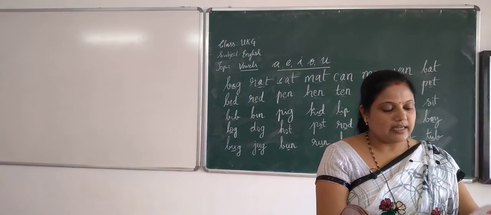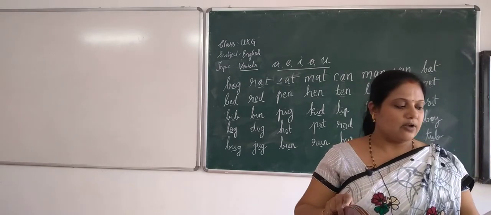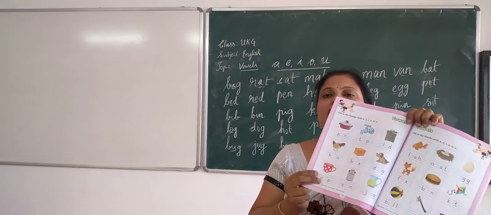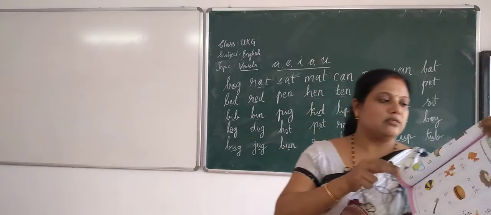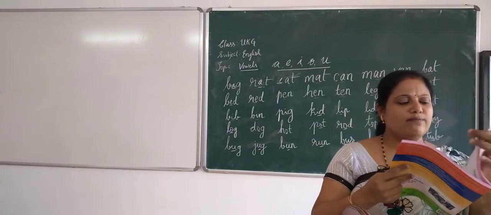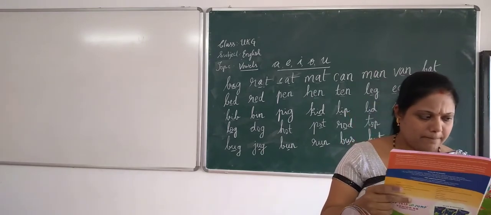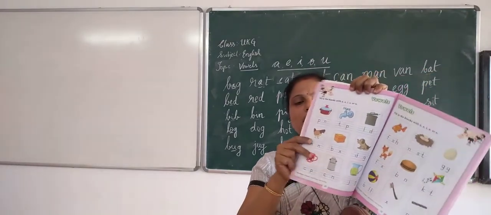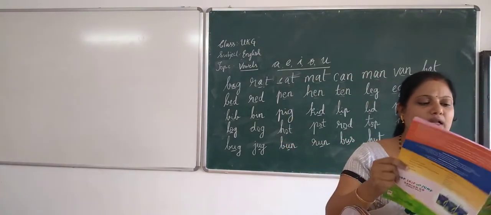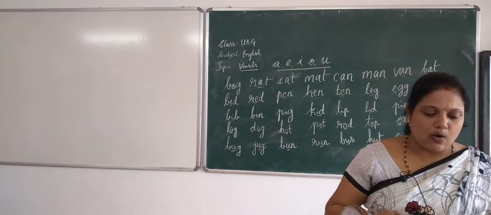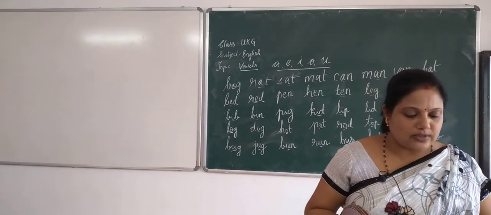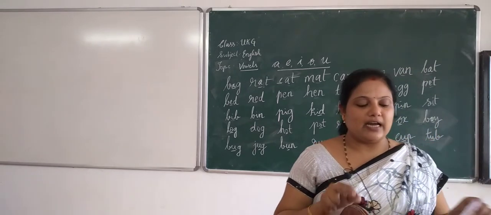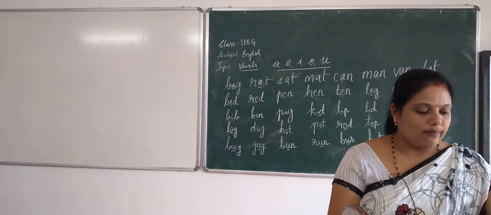See the text, take the page number 28. You have been given one more exercise here. Fill in the blanks with A, E, I, O, U. Can you do that? What's the first picture? See the picture here. Then you need to fill all these. That's homework for you, children. You can do those things easily at home. Page number 28 and 29, you can complete that at home.